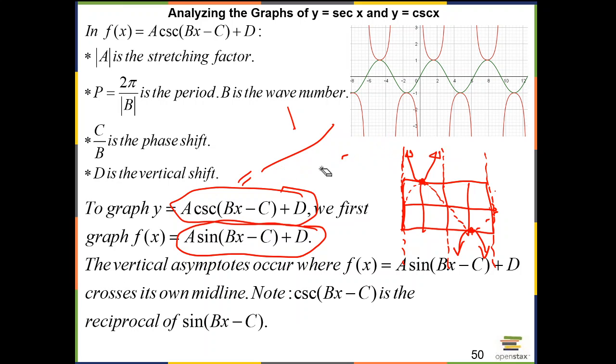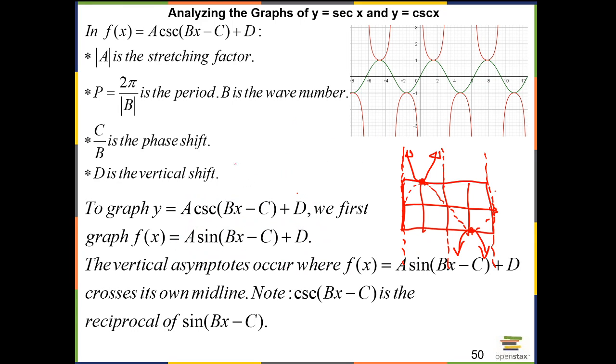What is true is that cosecant of bx minus c is 1 over sine of bx minus c. That's true. And then, since these two are the same, if you put an a here and add d here, you could do the same thing here. You could put an a here and add d, right? So these are the same. So don't make that common mistake.